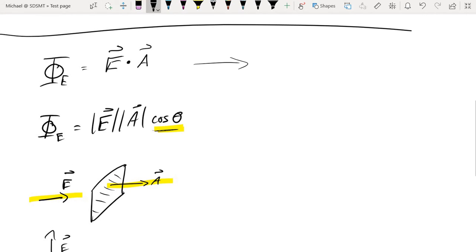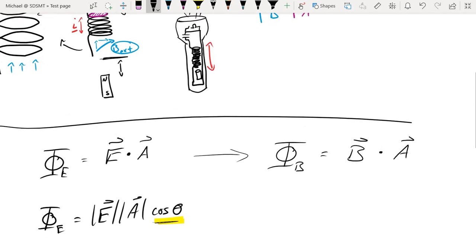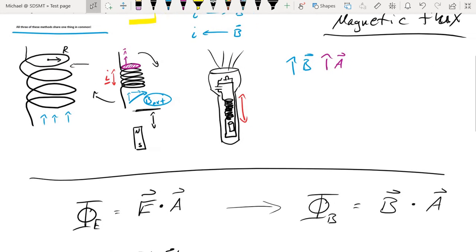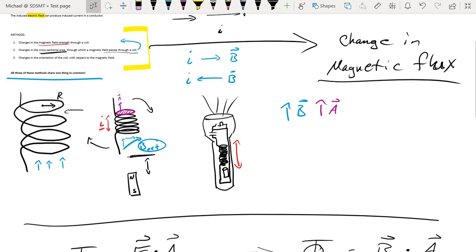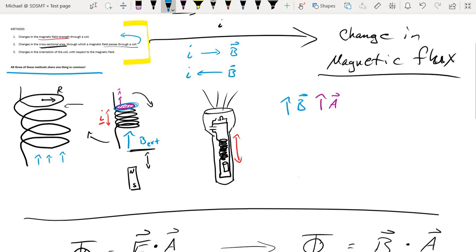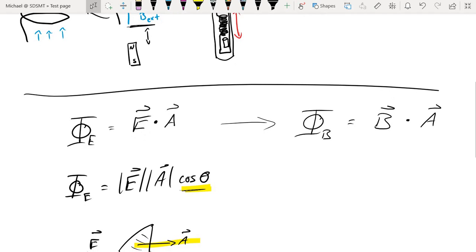The exact same idea can be used with a magnetic field passing through a cross-sectional area. And that's exactly what we have happening with this coil. We have a magnetic field that we are passing through that coil, and that coil has a cross-sectional area associated with it, and so there is a magnetic flux.